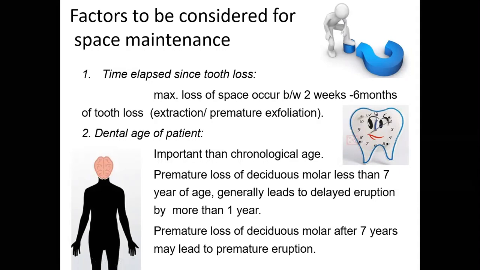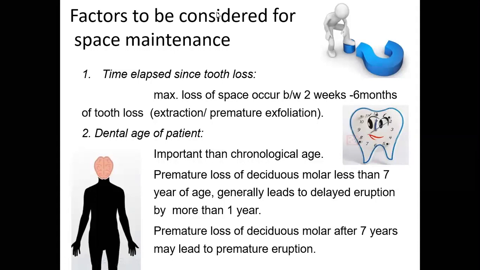Is every case suitable for a space maintainer? Or at what time do we give a space maintainer, and what type of space maintainer is required at what stage? So there are some factors to be considered before giving a space maintainer. Number one, you have to think about the elapsed time. Maximum loss of space occurs between 2 weeks and 6 months of tooth loss.